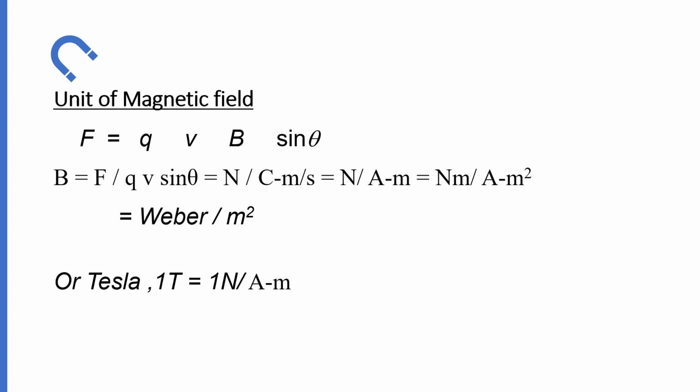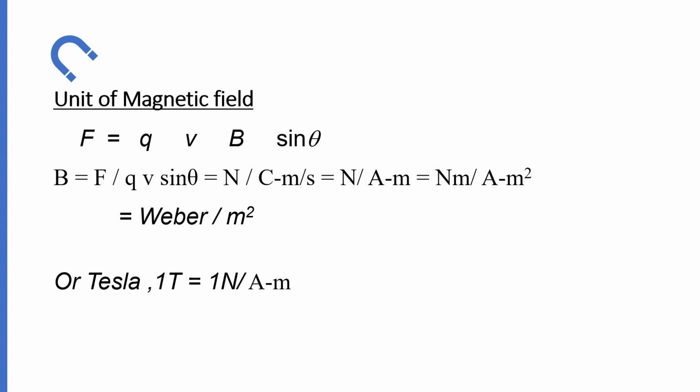That is, force is expressed in Newton, divided by the charge Q in Coulomb and the velocity in meter per second. Then Coulomb per second, that is charge by time, forms the current. That is, Coulomb by second is in amperes. Therefore, Newton by ampere meter. And if we multiply the numerator and denominator with meter, then it becomes Newton meter by ampere meter square.